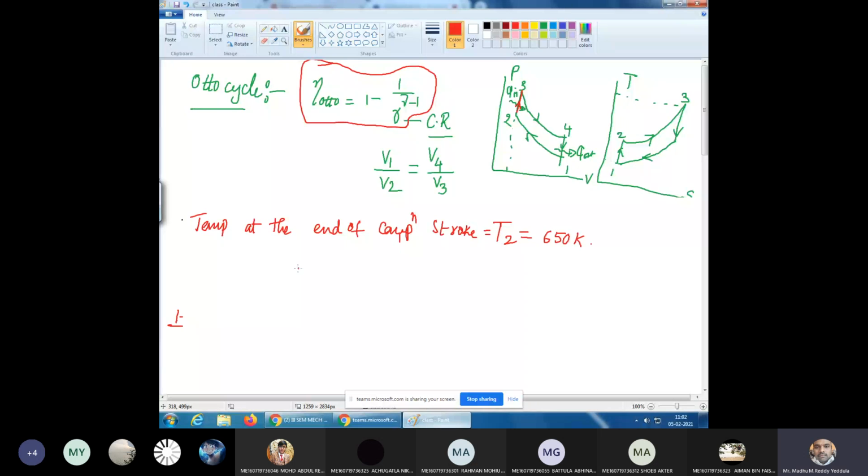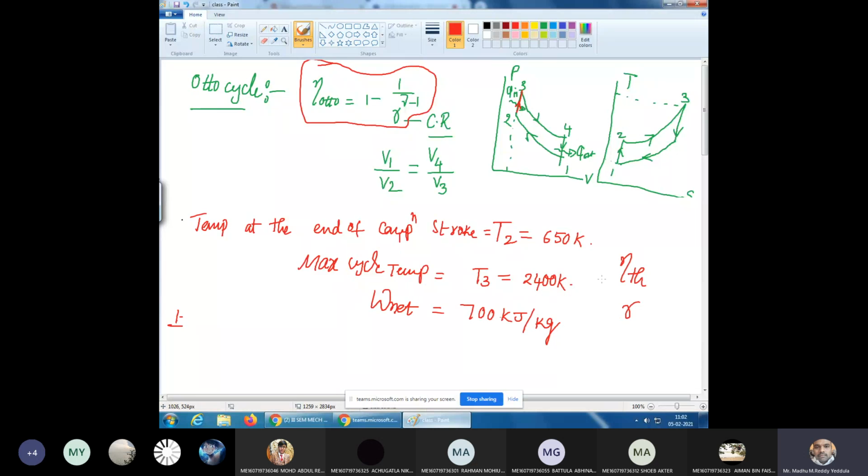And the maximum cycle temperature is given. Maximum cycle temperature is equal to T3, right? Yes, sir. Equal to 2400 Kelvin. If the engine delivers 700 kilojoules per kg of net work, so W net is given as 700 kilojoules per kg, right? And determine the thermal efficiency and the compression ratio of the cycle. So this is the data given. He is asking what is the thermal efficiency and what is the compression ratio.